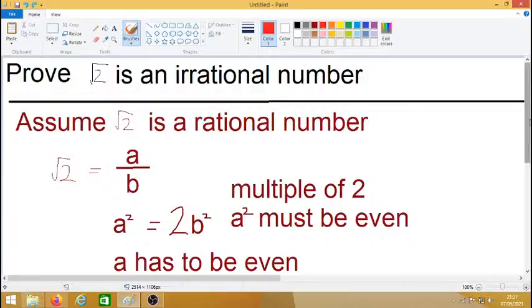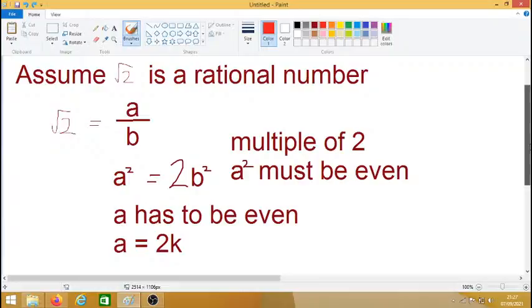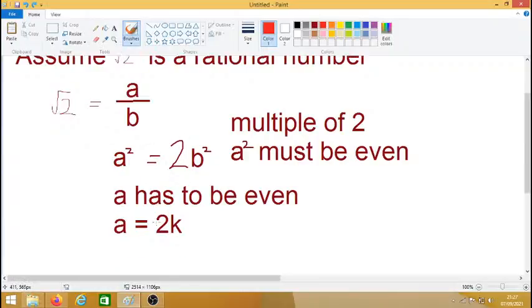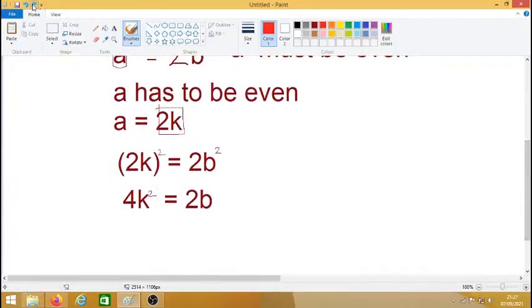What do we do after that? Well, we said that any even number can be written as a multiple of 2, so a can be written as 2k. Then let's substitute it into a squared. So we end up with 2k, all squared, is equal to 2b squared. Expand that out a little bit, and we end up with 4k squared equals 2b squared. Then what? What's so special about that?